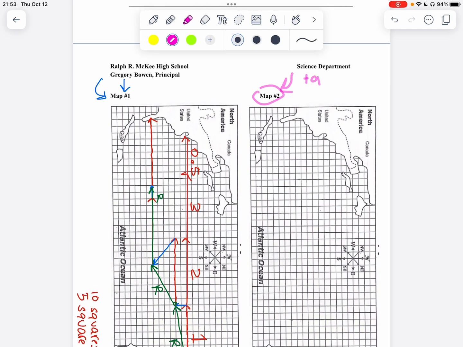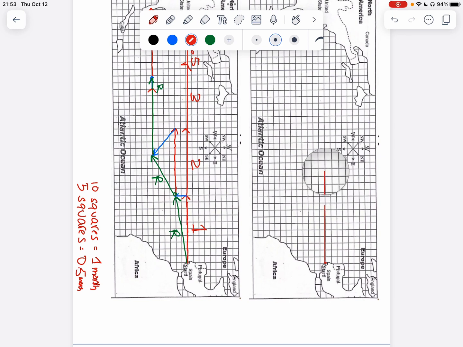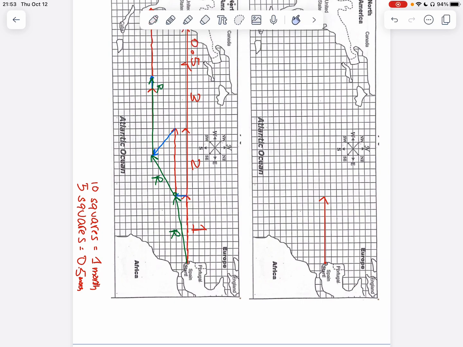This is the one that's on the top or on the right, depending on how you look at your paper. Again, we're starting from Spain. We're going to use our ship vector, which is red. So I go here, I count 1, 2, 3, 4, 5, 6, 7, 8, 9, 10. And now I'm going to draw in my wind vector. It's still the same thing as before.